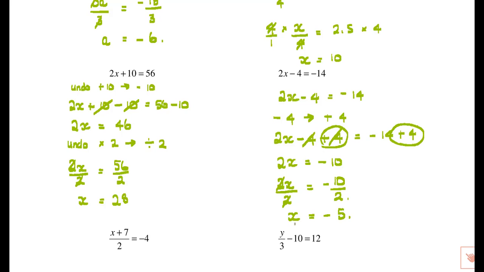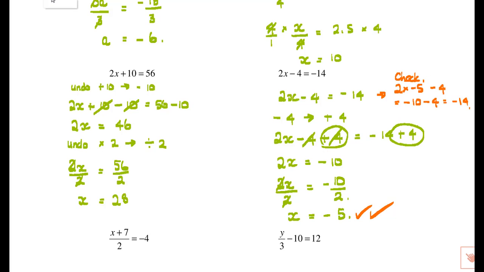Now if you take your x is equal to negative 5 and substitute that one back into the original equation, let's just get a different colour here. So if we look at the left hand side, 2 times negative 5 minus 4, that's equal to negative 10 minus 4, which is equal to negative 14. So yep, that answer must be correct. So that was the check.